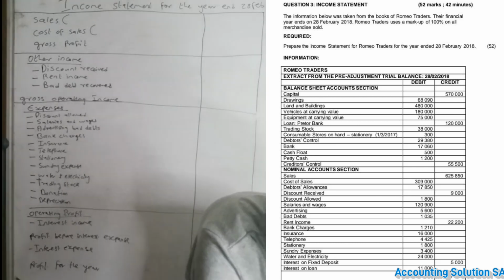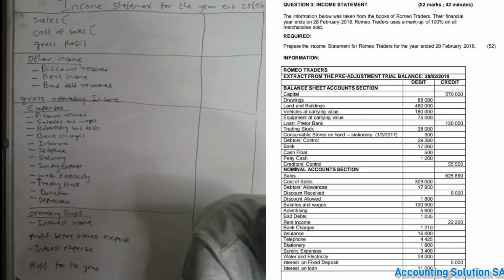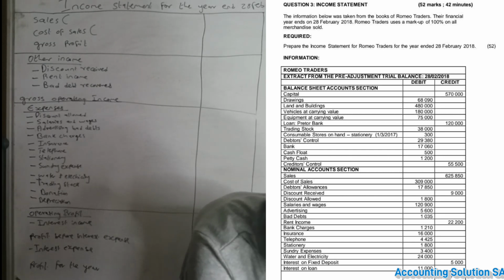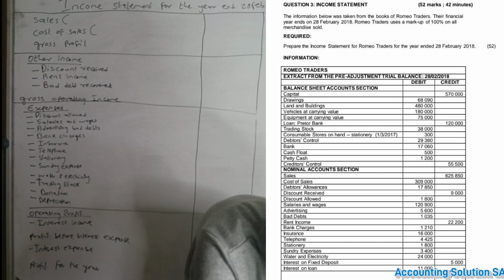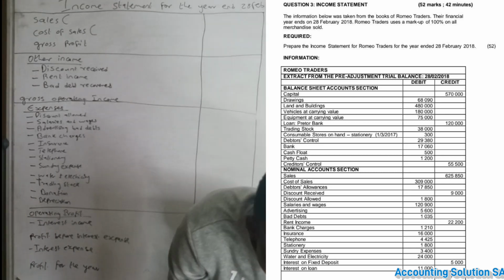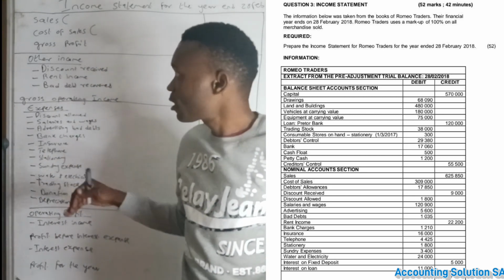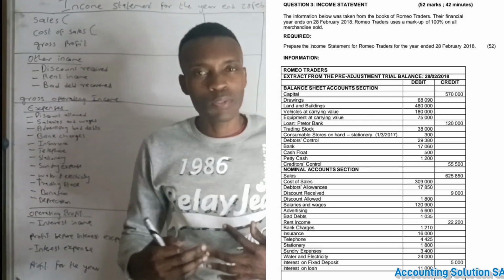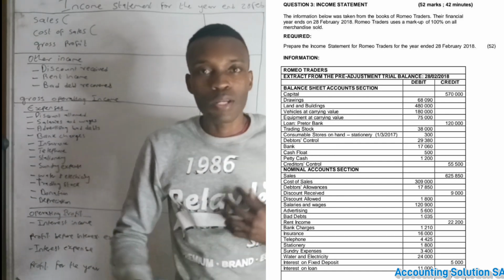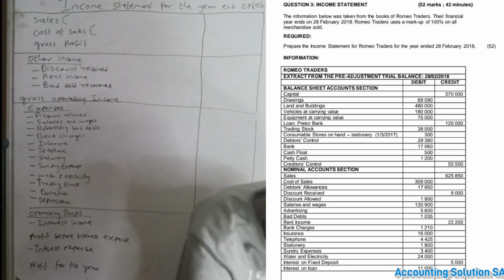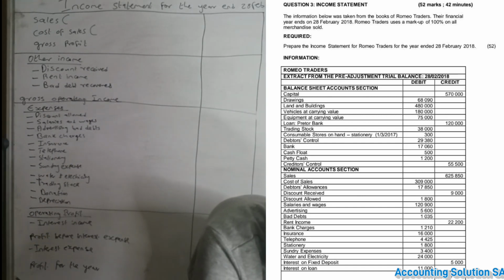Okay, 52 marks. So that's a lot of marks, guys. We've been given a trial balance. We have the balance sheet account section as well as the nominal account section. You know that most of our income statement components fall under the nominal account section. As you can see here, I already drafted expenses and other income that we have, but you have to make sure that you know this format because sometimes they're not going to provide you some of this information. I just want to make this lesson as easy as possible.